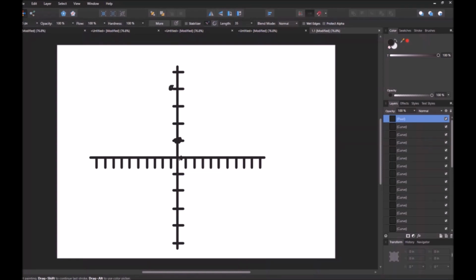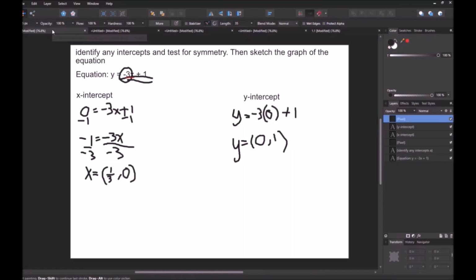That being said, continuing on the right side of the graph, we go down another 3 and over another 1 to 1 1/3, which is right there. And if we're sketching a graph, this doesn't have to be super perfect, but we can say that the graph of the equation looks something like that. And that's how you would do that problem.